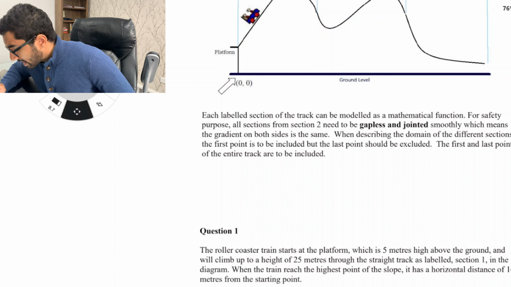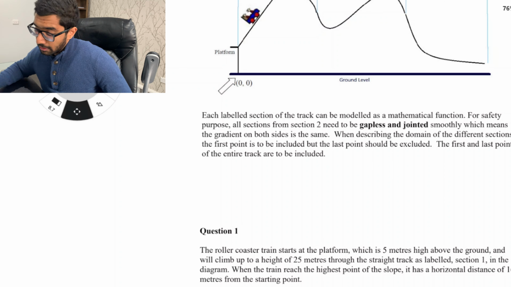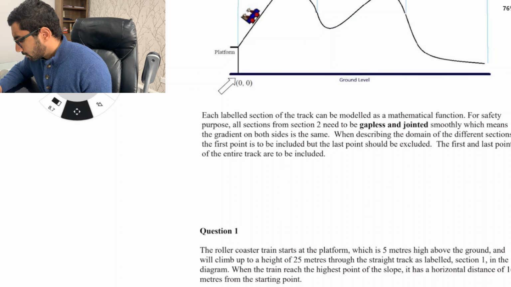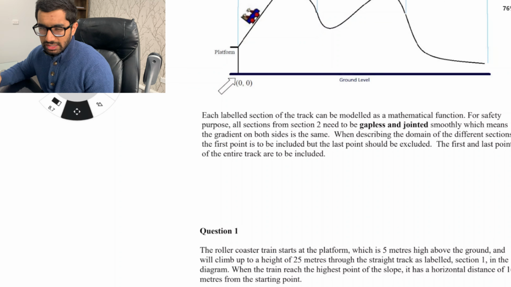When describing the domain, the first point is to be included, but the last point should be excluded. That point will come in handy when we're writing these equations out. First and last points are to be included, whatever. That's just piecewise function writing.